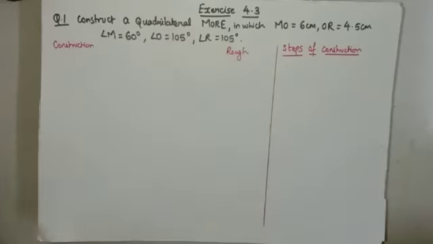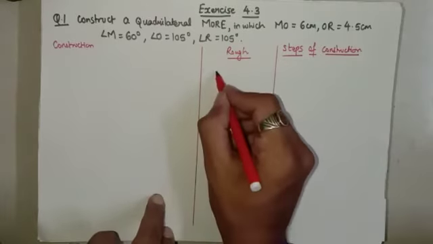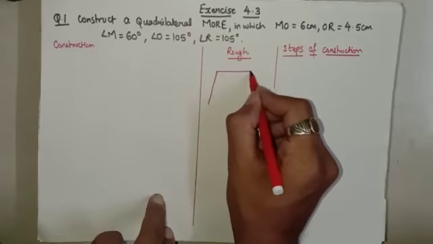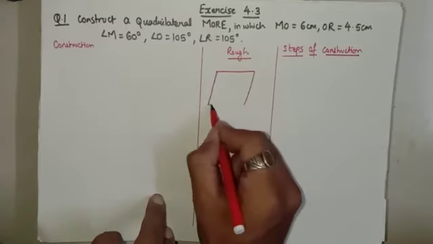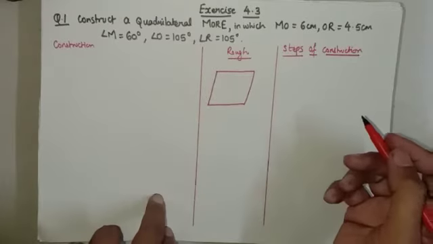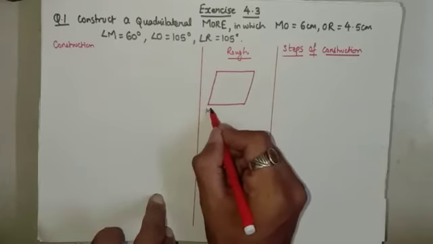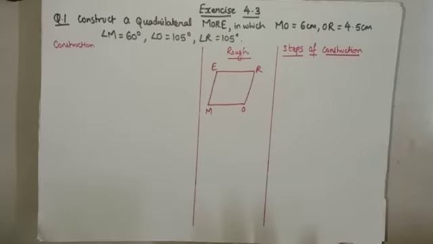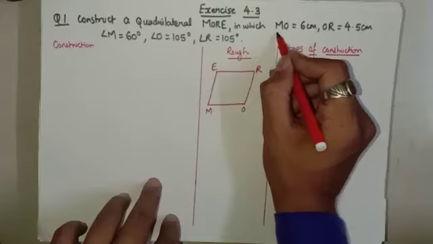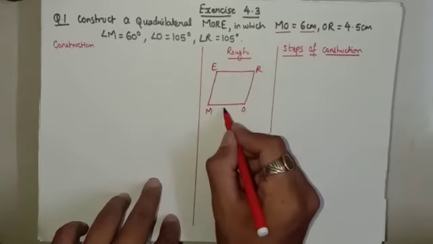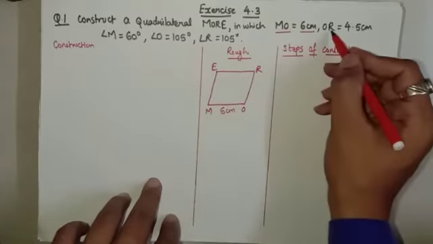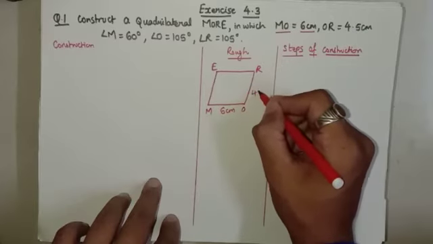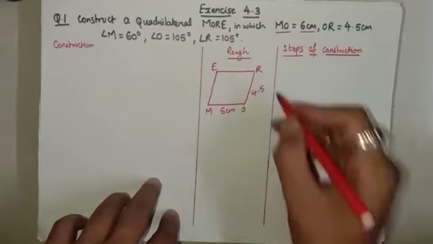So what is given here? Construct a quadrilateral MORE. As soon as I hear the name, I draw a quadrilateral. You all know that a quadrilateral is a four-sided figure. So I am drawing a quadrilateral, and the name of this quadrilateral is MORE. Now what is the length of MO given? Here MO is given as 6 centimeter. So MO is 6 centimeter. OR is 4.5, so I am writing here 4.5 centimeter.